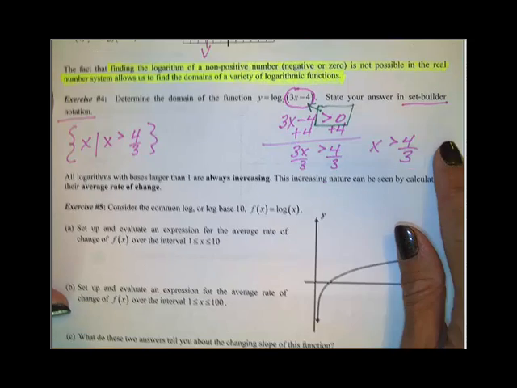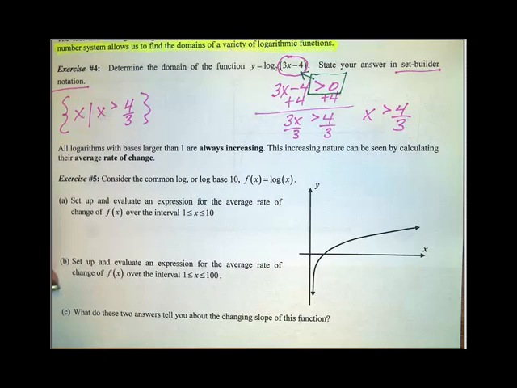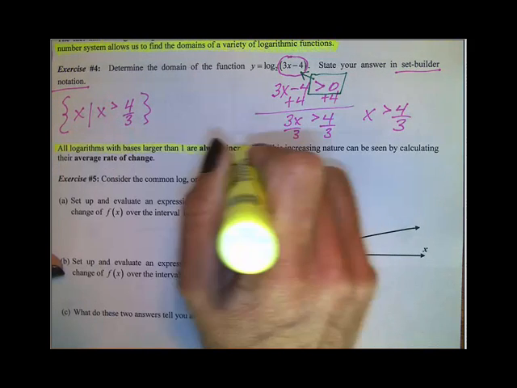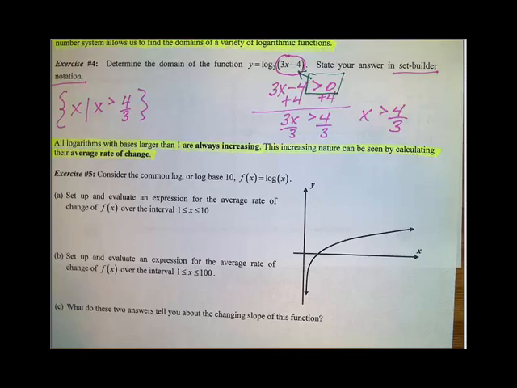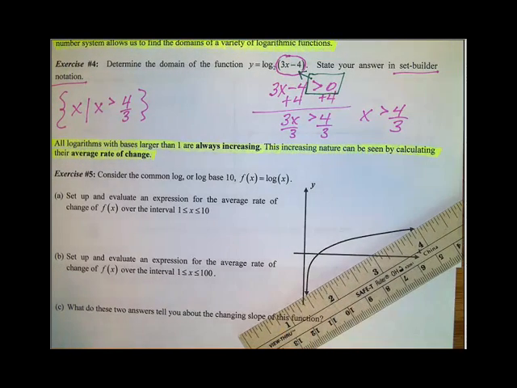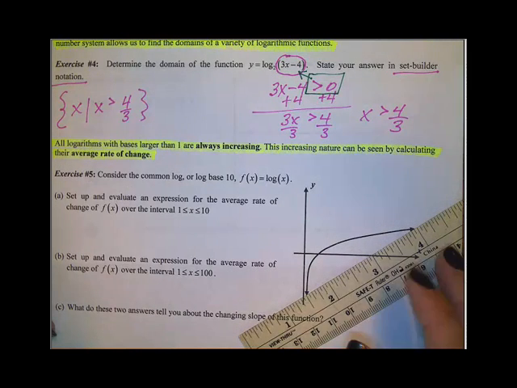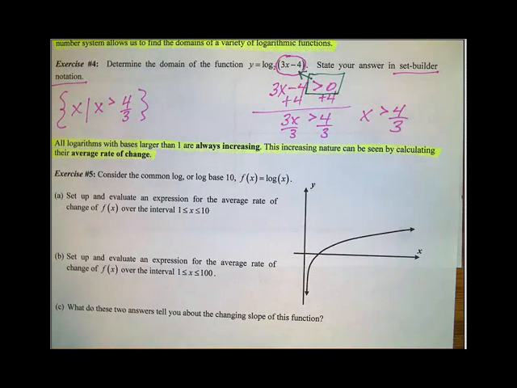So let's look at our last example. All logarithms with base larger than 1 are always increasing. The increasing nature can be seen by calculating their average rate of change. And that's what we've done all year so far. We've talked about the average rate of change. I like my ruler, and if I went from arrow to arrow, I would see that that is an increasing or a positive average rate of change. If I took those 2 points where the arrows are and made a line, I would see that's a positive slope.